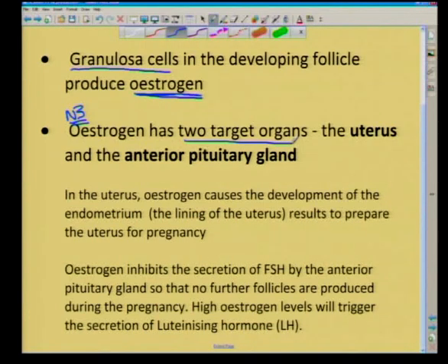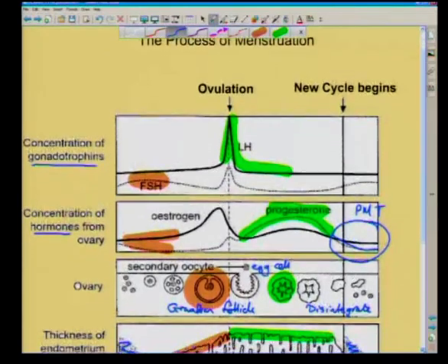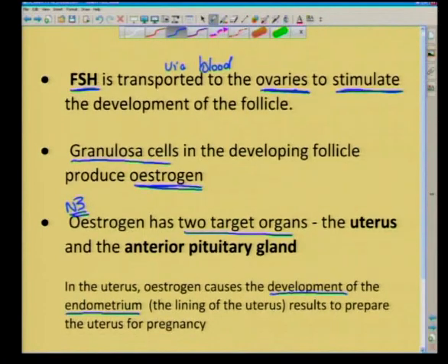Okay, so what does it do? First of all, in the uterus, estrogen causes the development of the endometrium. Why? We need to develop that lining. That's one of the functions of estrogen, to make sure that this lining here is getting ready so that implantation can occur. And it is estrogen that will tell this lining to do that. All right, that's the first thing it does.